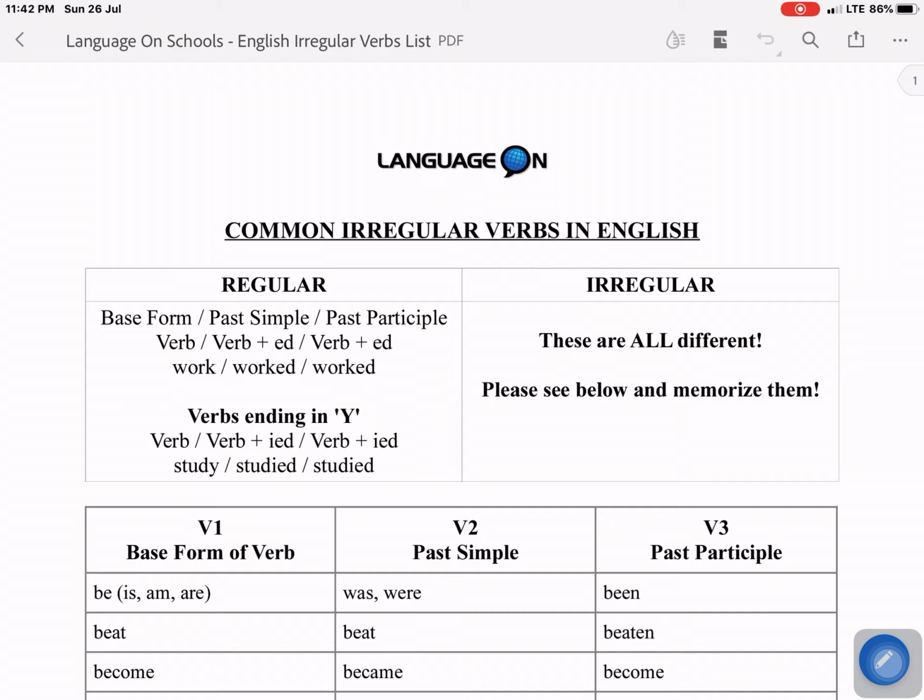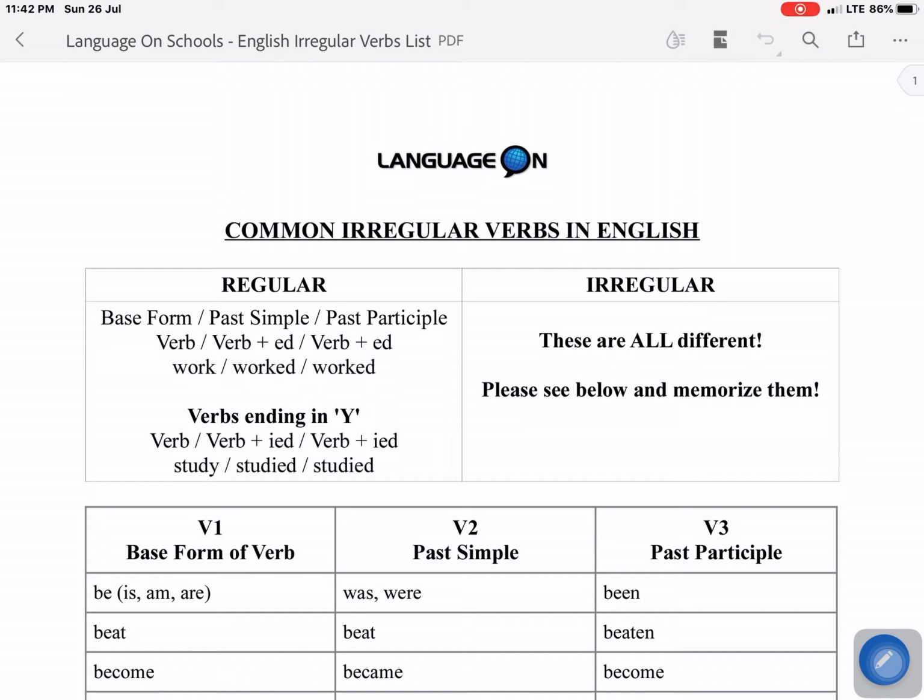In the previous class I explained to you about verbs and also told you how to identify verbs. Today I'm going to explain conjugation of verbs.